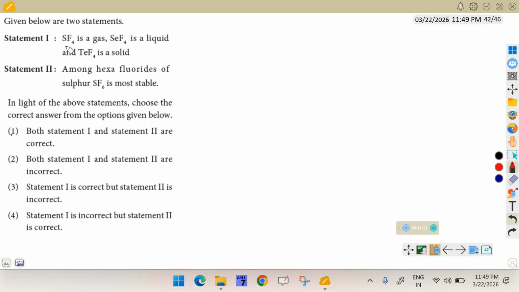Statement 1. SF4 is a gas, SeF4 is a liquid, TeF4 is a solid. Correct. Among hexafluorides of sulfur, SF6 is most stable. Correct. Both 1 and 2 are correct statements.